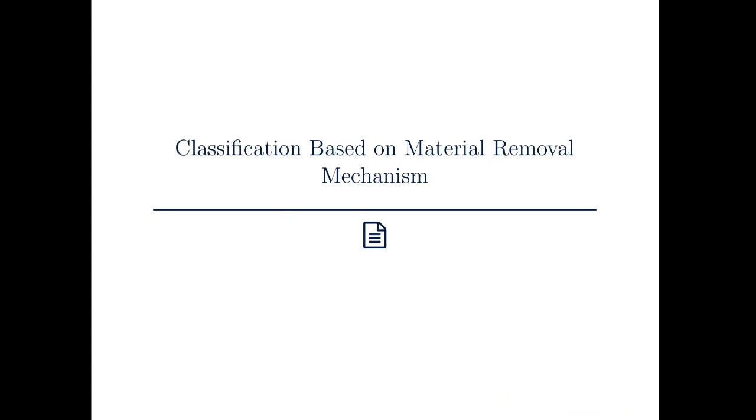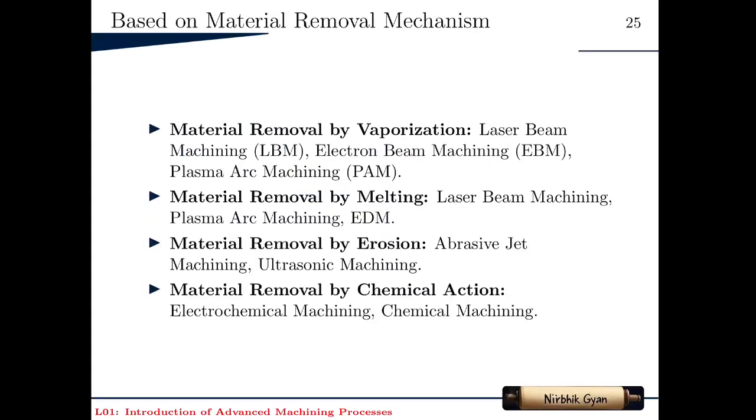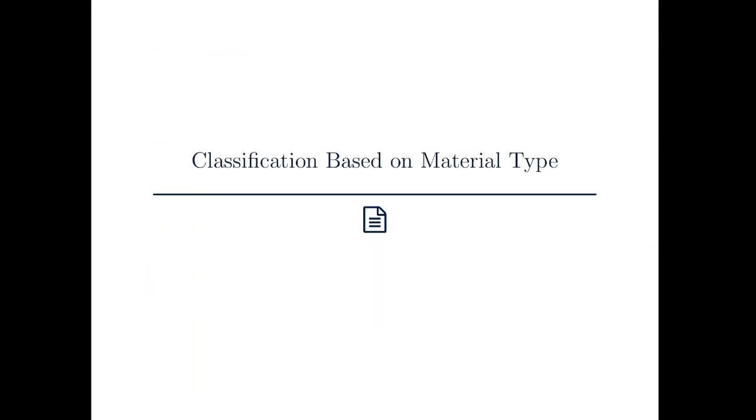Now, classification based on material removal mechanism. Material removal by vaporization: under this category, laser beam machining, electron beam machining, and plasma arc machining are there. Material removal by melting: LBM, EDM, plasma arc machining. Material removal by erosion: under this category, abrasive jet machining and ultrasonic machining are there. Material removal by chemical action: electrochemical machining and chemical machining.